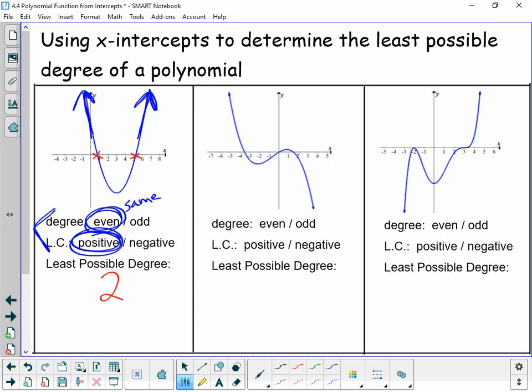For this second one, we can see from the end behavior, one end is down, the other end is up high. We know that means it has to be an odd degree polynomial. And the leading coefficient in this case, since it is overall decreasing, this right side is decreasing, we know that has to be negative. And the least possible degree of this function, well, I can see 3 x-intercepts, so it has to be at least degree 3.